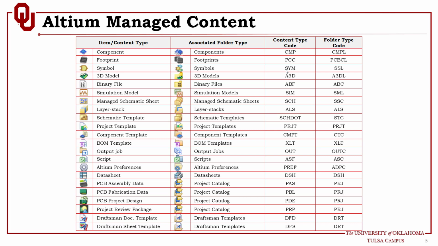So content types are basically predefined in Altium and used to store and represent different types of data.